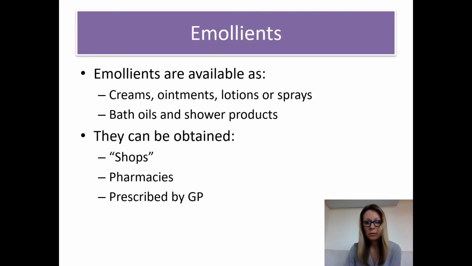Emollients are available in lots of different forms, so you've got creams, ointments, lotions, sprays, and they can also be used as a soap substitute. They're available in shops and pharmacies, and they can also be prescribed by the GP. They are quite expensive when you're buying them in large amounts over the counter. You might want to use an ointment at night and a cream in the morning, because an ointment is more effective, but it's more greasy.